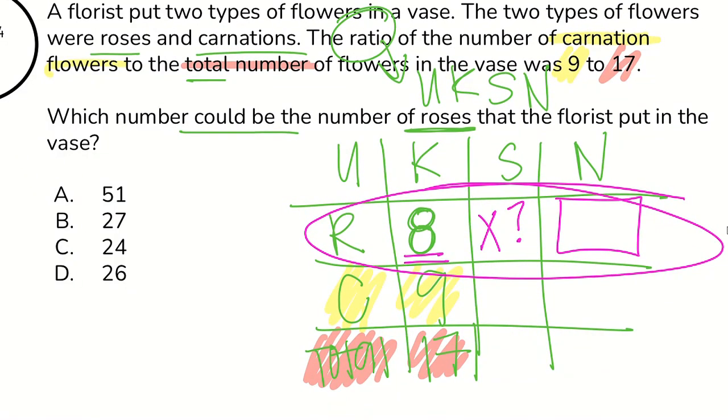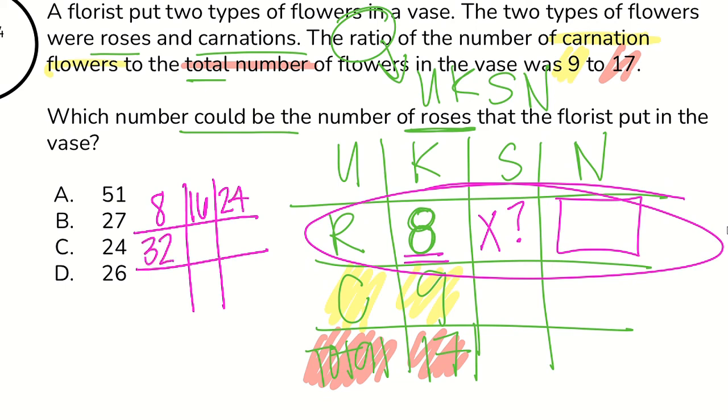Let's count by 8. Let me make a hashtag. 8, 16, 24, 32. I see it. Look how easy that was. We didn't have to go far. Easy peasy, lemon squeezy.